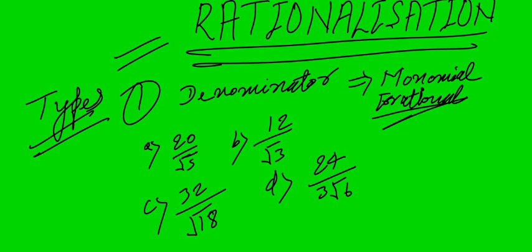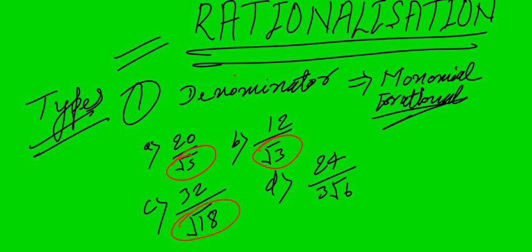Basically this is very simple. Most of the students get very confused about this question. So see the types of questions. In the first question, only root 5 is given in the denominator. So what you will do, you have to multiply and divide with root 5, you will get the solution. In the second question also only root 3 is given, so when you multiply with root 3 and divide with root 3, you will get the solution.